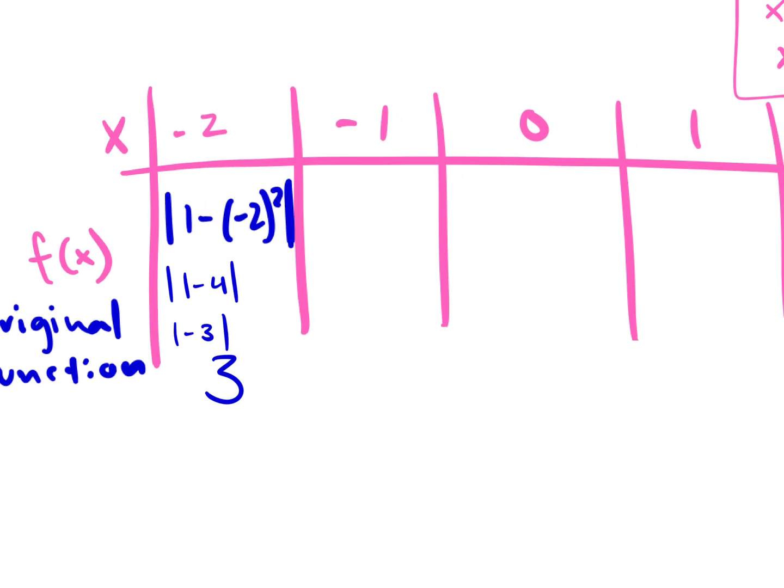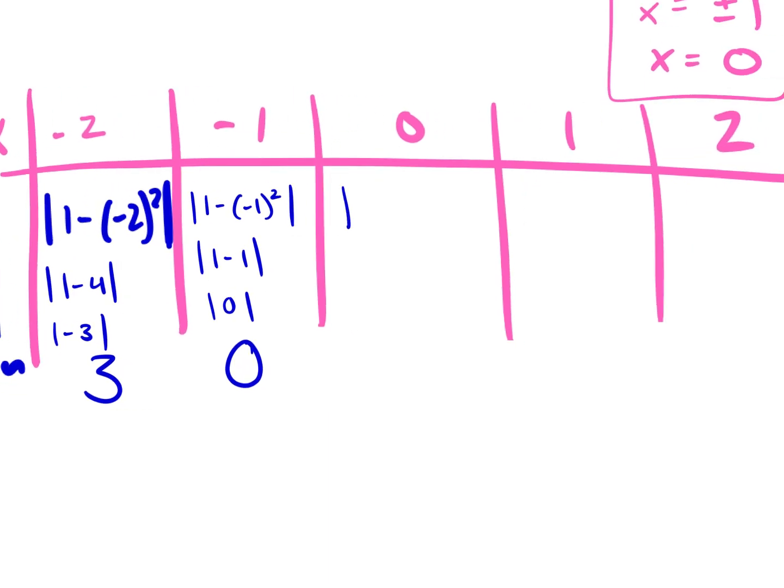Let's plug in -1. So this would be 1 minus -1 squared, the absolute value. -1 squared would be +1. So 1 minus 1 would be 0. And the absolute value of 0 is 0.